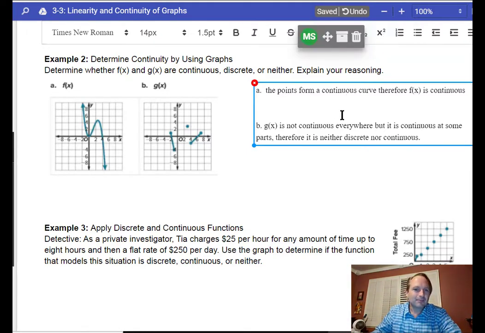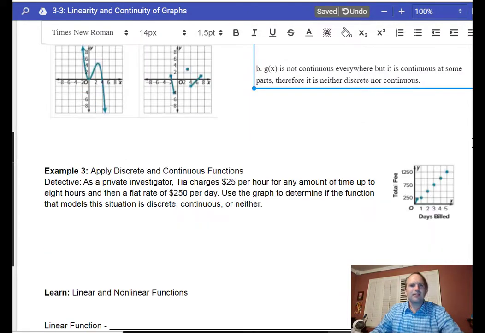Example 3. Apply discrete and continuous function. Detective. As a private investigator, Tia charges $25 per hour for any amount of time up to 8 hours, and then a flat rate of $250 per day. Use the graph to determine if the function that models the situation is discrete, continuous, or neither.